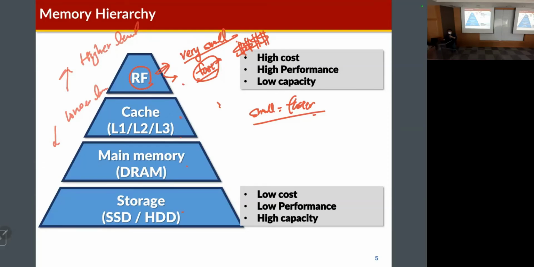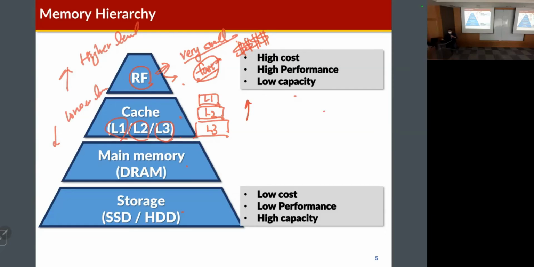Also, we can find different levels of cache memory here. You can find the L1, L2, and L3 caches. Level 1 cache is in the higher level, L2 is here, L3 is here. So there are different levels of cache memories, and in the higher level, the memory speed is faster, but the size of this memory is smaller.